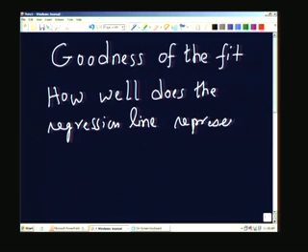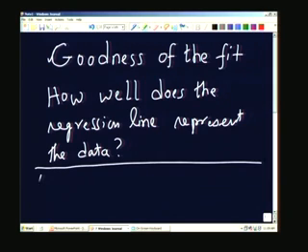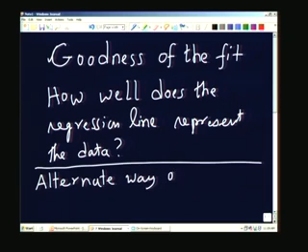So, in order to look at that, I must look for some internal consistency or some parameter which is internal to this procedure, which is going to indicate to me whether the fit is good or not good. So, for this I am going to look at an alternate way of representing the data. What is this alternate way? Let us look at that.